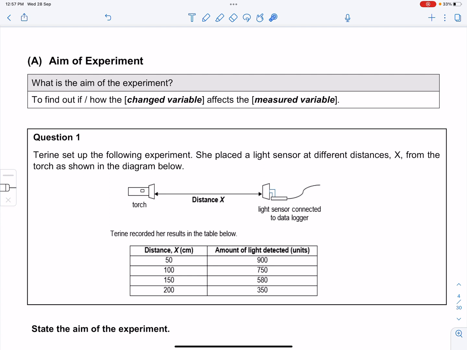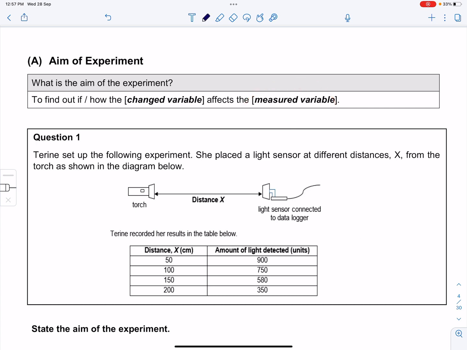So there is a framework to answer. The first thing you would say is to find out if the change variable affects the measured variable. This is the aim. So what it means is that if they ask you what's the aim, you will always start with "to find out." And then you go on to name the change variable and the measured variable.